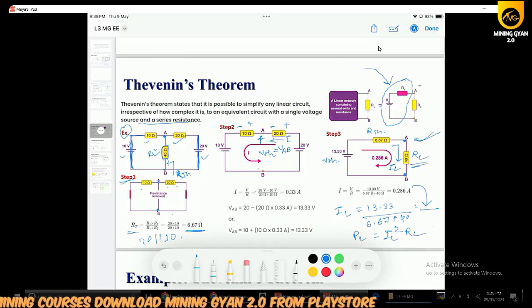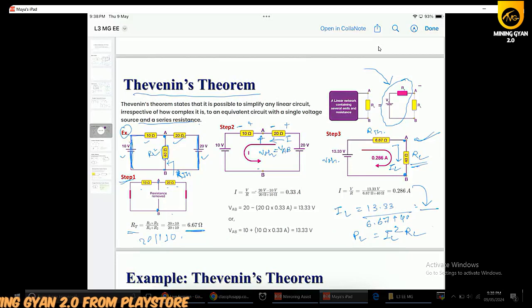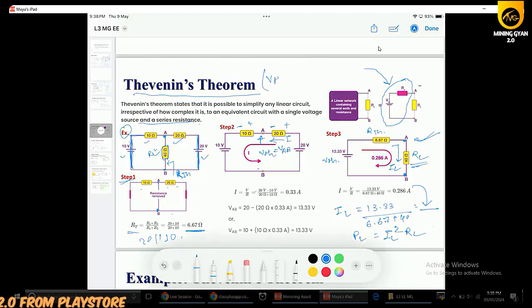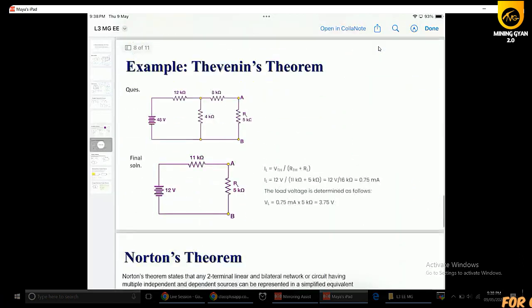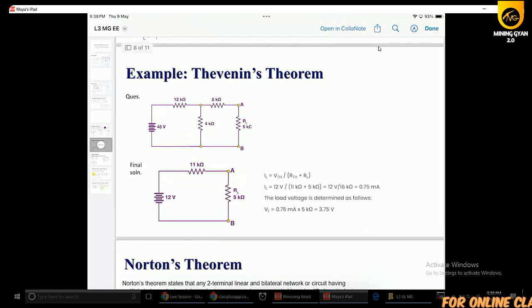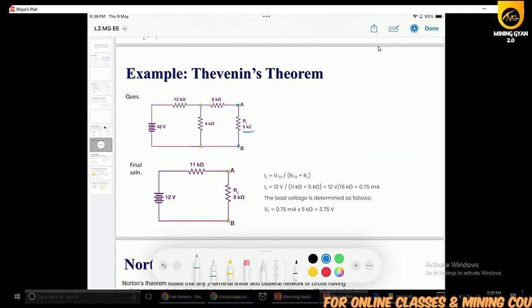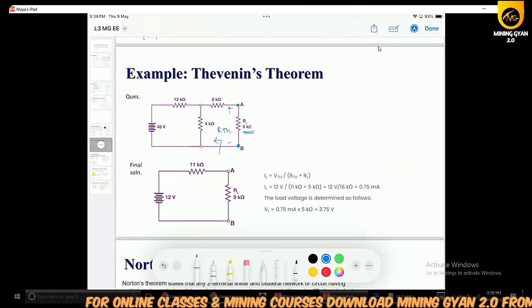Then you have to go for the circuit reduction technique, and this is one of the techniques, called Thevenin's theorem. In Thevenin's theorem, you have to go for VTH and RTH calculation for any given linear network. Next, example. In this example, they have given the RL value, 5 kilo ohm, and these are the terminals across this.